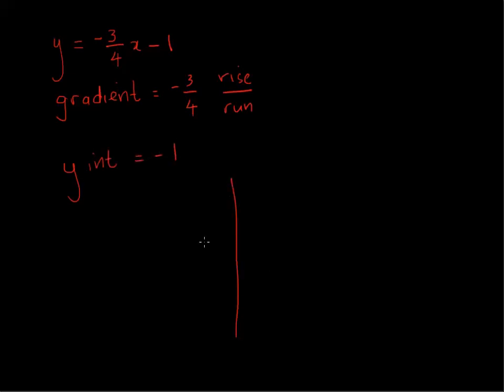So we draw our axes up. Our x-axis, our y-axis. And we start at minus 1. There we go, down to minus 1, that's our y-intercept, and we'll plot that point there. And to get to the next point on the graph, we have to go down 3 and across 4. So we go down 3, 1, 2, 3. Now we're at minus 4, and we've got to go across 4. So across 1, 2, 3, 4, and we're at the point 4, minus 4.